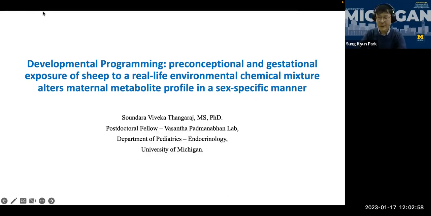So today's speaker is Dr. Viveka Thangaraj. Dr. Thangaraj is a postdoctoral fellow in the lab of Dr. Vasantha Padmanabhan in the Department of Pediatric Endocrinology here at University of Michigan. She received her PhD in Genomics and Oncology from the University of Madras in India. Her research centers around the developmental programming effects of prenatal exposure to environmental chemicals on long-term metabolic health of the offspring using omic tools.